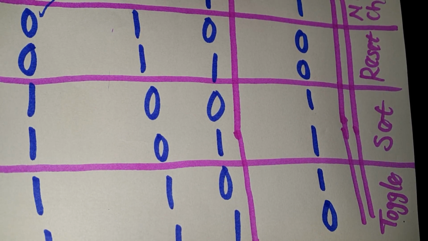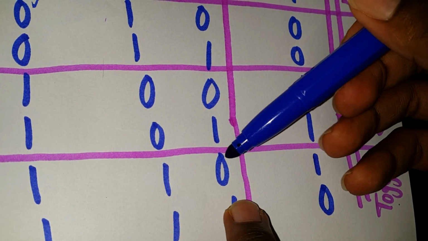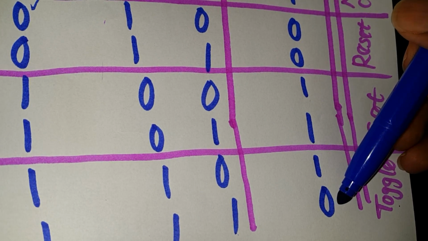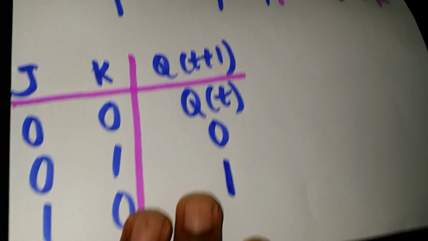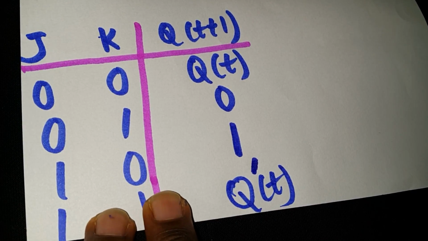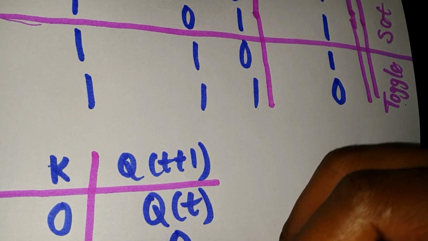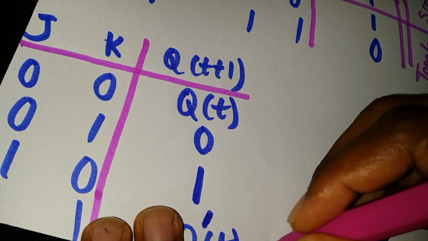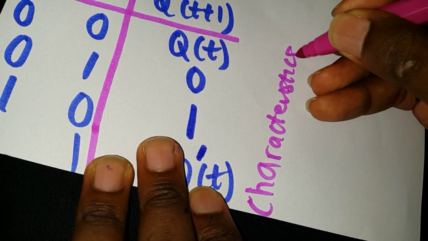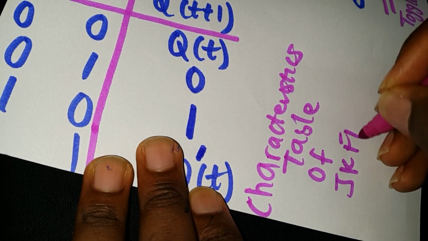What are we toggling here? We are toggling Q of T. Here we have 0, we toggle it, we make it 1. We have 1, we toggle it, we make it 0. That means we are toggling Q of T. That means we have Q of T prime. Yeah, so this is our characteristics table of JK flip-flops.